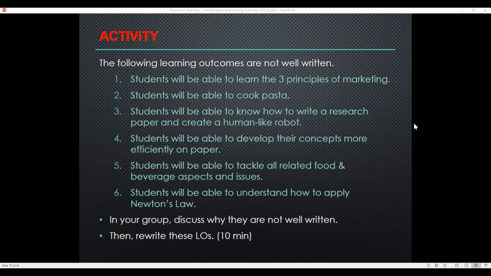Analyze. Tackle is being used because they want the student to be able to handle all the related issues, right? That means they're able to identify first. Identify the issues. More than that. It looks like they want them to, but in order to handle the issue, you first need to identify.